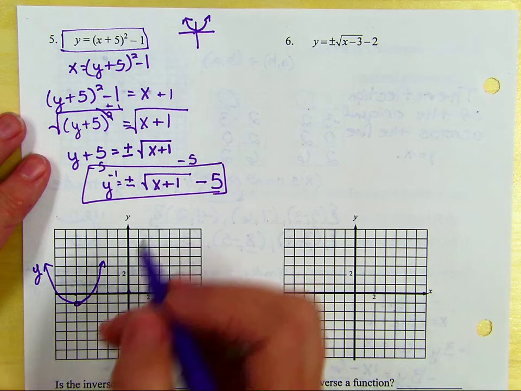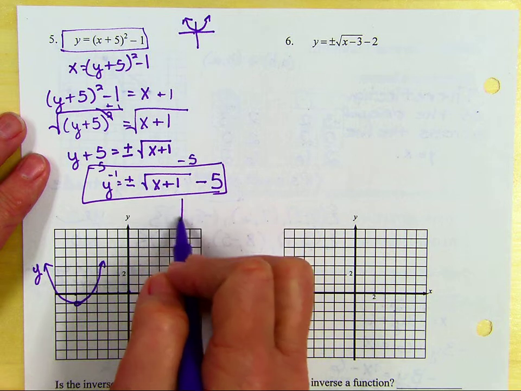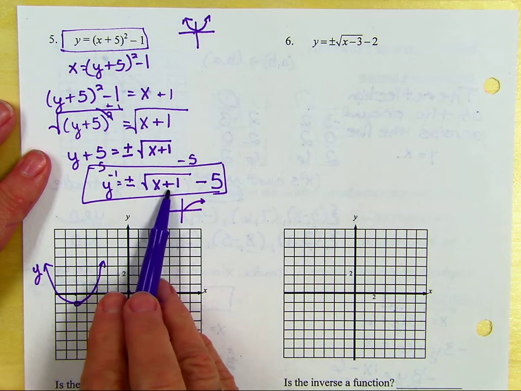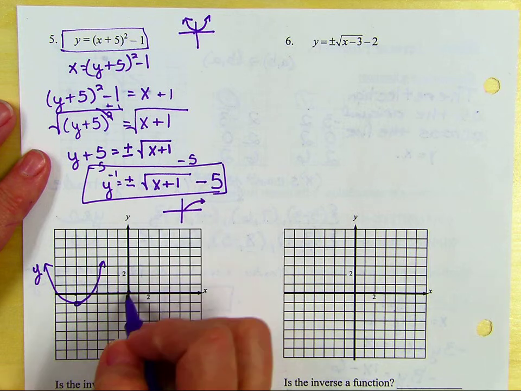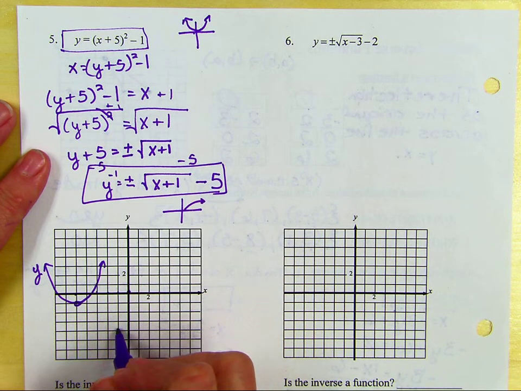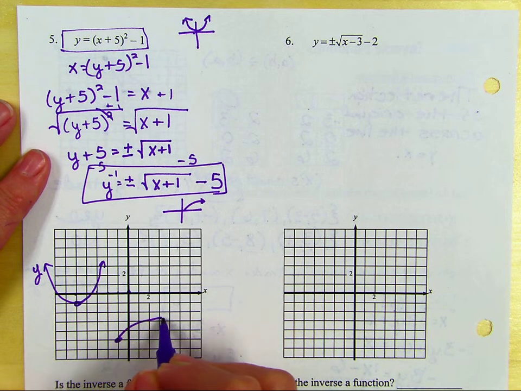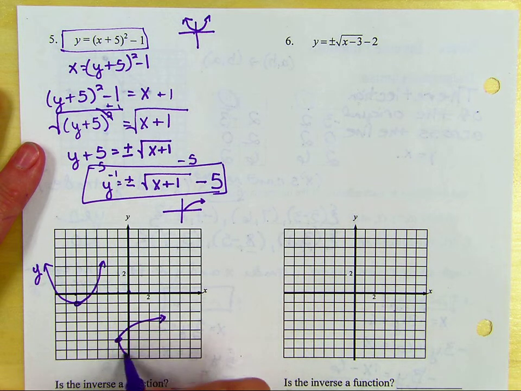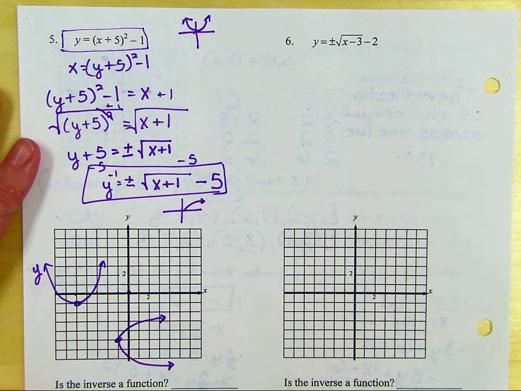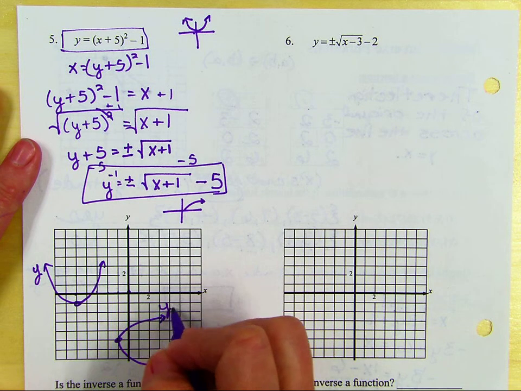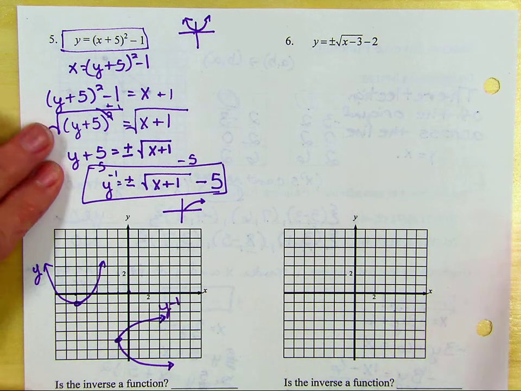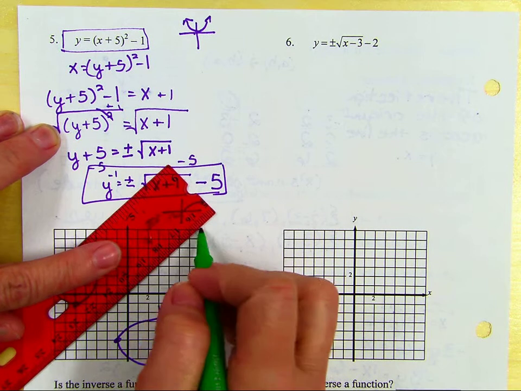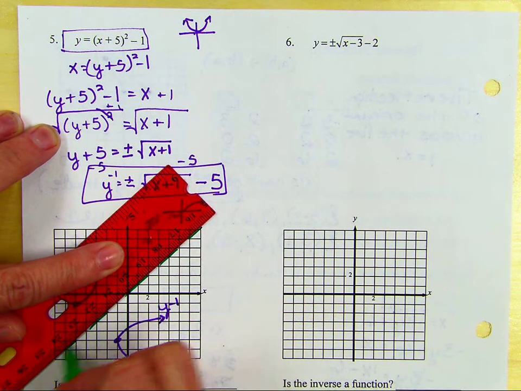So I'm going to take that parent square root and I'm going to move it left 1, down 5. Left 1, down 5. There's my square root. That's the positive square root. Now I have to draw the negative square root. And that is my inverse function. If I draw the line y equals x, I will see that they are a reflection across that line.